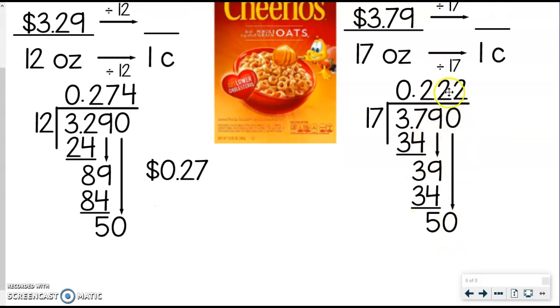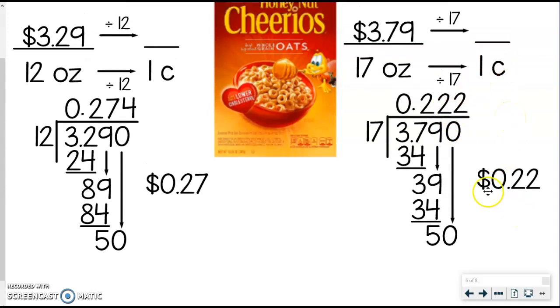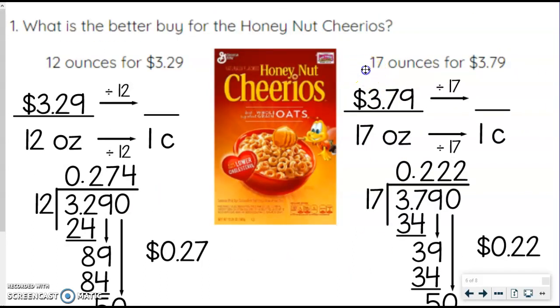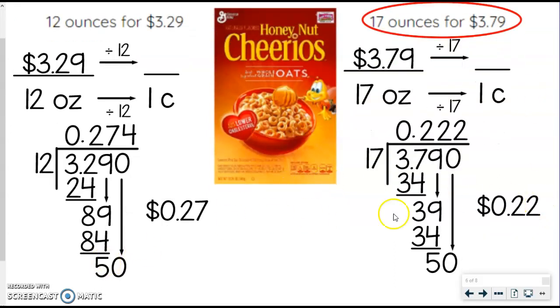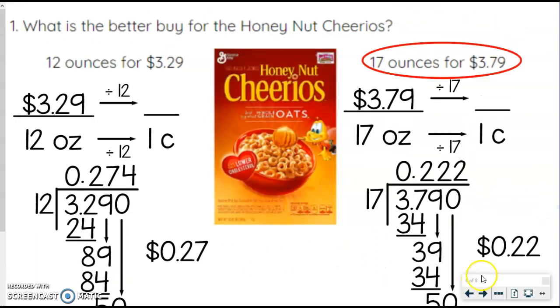We had a lot of 2's on this one, but we don't need to go any further because we know that this is going to round to 22 cents because that 2 is going to keep this 2 exactly the same. So because this one's only 22 cents versus the 27 cents over here, when we're talking about 1 ounce, that means that this one is the better buy. 17 ounces for $3.79. That's the better buy because when we scale down to the unit rate, we could easily compare the prices. Let's try one more example.